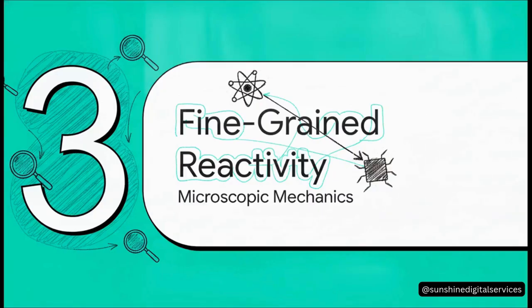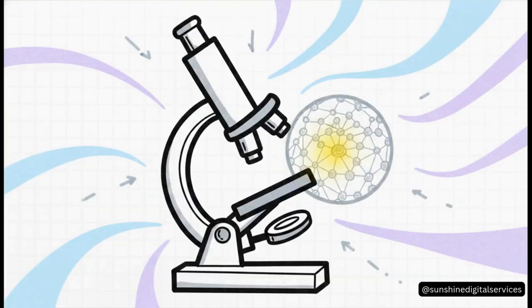Let's zoom in a bit for Section 3, inside fine-grained reactivity. So how exactly does it instantly know where that typo is? It all comes down to a concept called fine-grained reactivity. SolidJS tracks dependencies at a highly granular, almost microscopic level. It maps out exactly which parts of your user interface rely on which specific pieces of data. When a single piece of data changes, the system doesn't just broadly re-render the whole component. No, it simply reaches in and updates the tiny UI element connected to it.